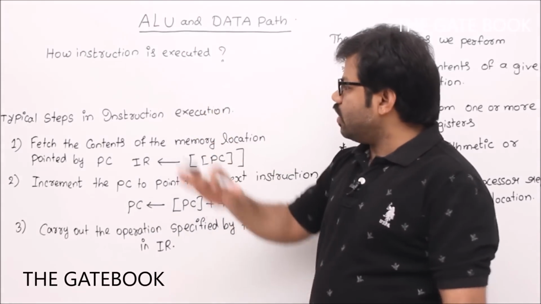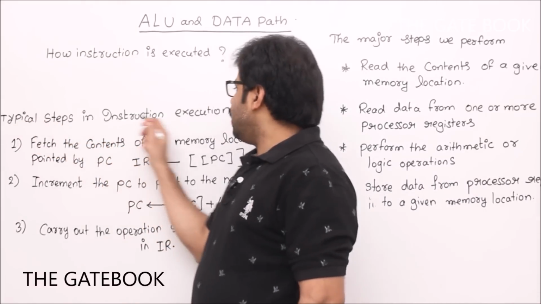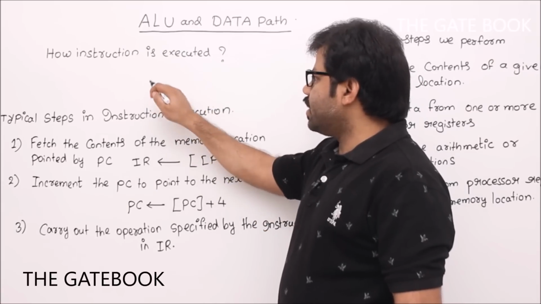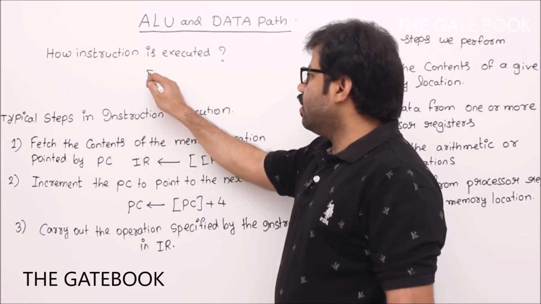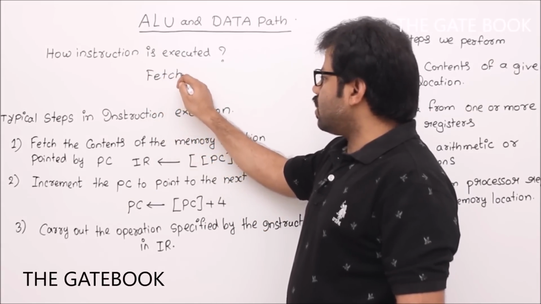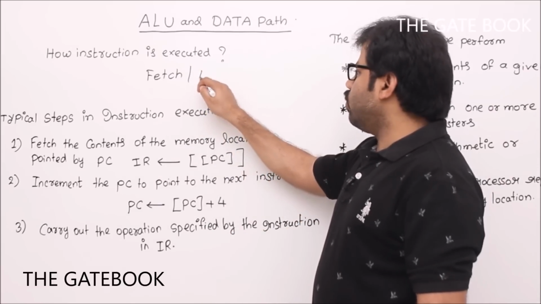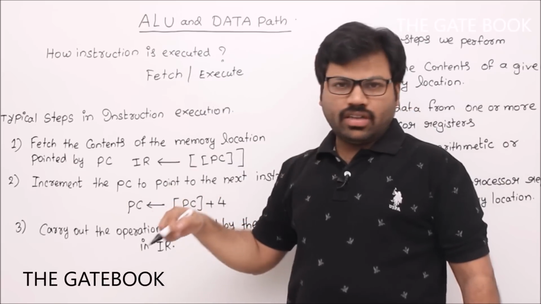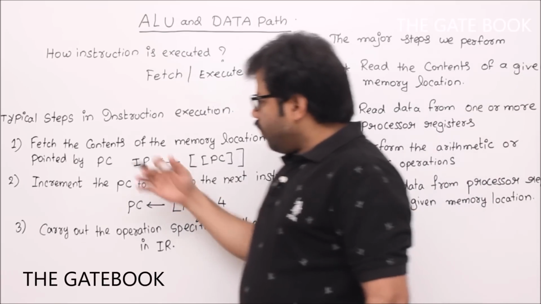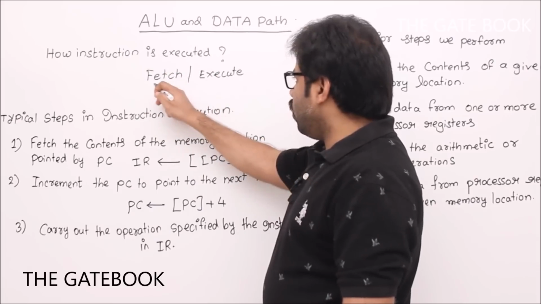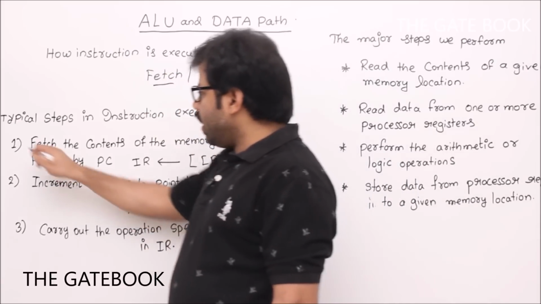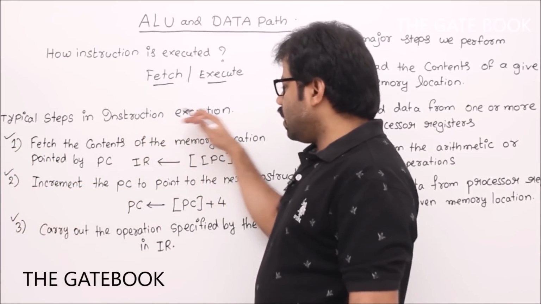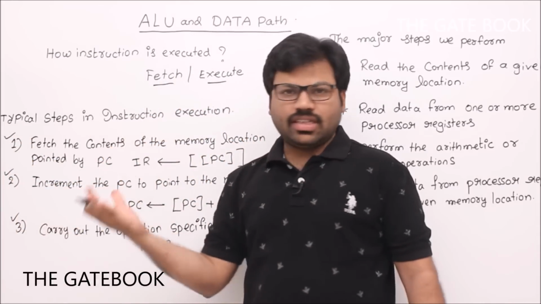Okay, let us begin with typical steps in instruction execution. So you might think that whenever an instruction is getting executed, first of all, we have to fetch that instruction. Yes, after that we have to execute. Absolutely right. First of all, we have to fetch it, after that execute. If I extend that idea, fetch and execute, then I can understand the same idea with three steps. The typical steps in instruction execution: first of all, fetch the contents, correct?